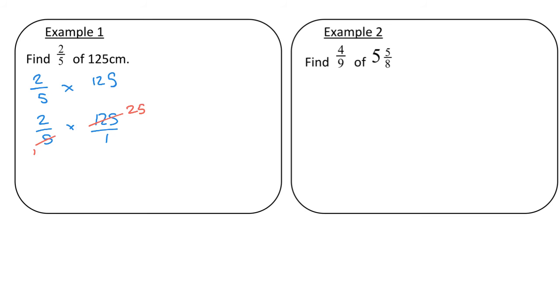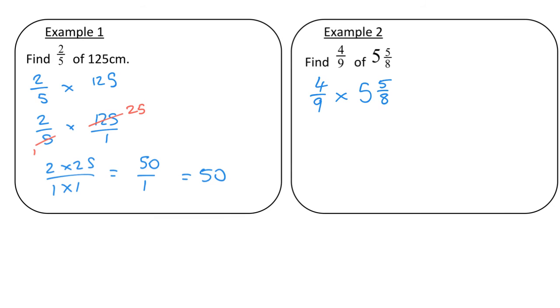There's nowhere else we can cancel, so we multiply across the top and across the bottom. So we get 2 times 25 over 1 times 1, which is 50 over 1, and 50 over 1 just simplifies to 50. Example 2, we've got 4/9 of 5 and 5/8. So the first thing we need to do is write it's 4/9 multiplied by 5 and 5/8.